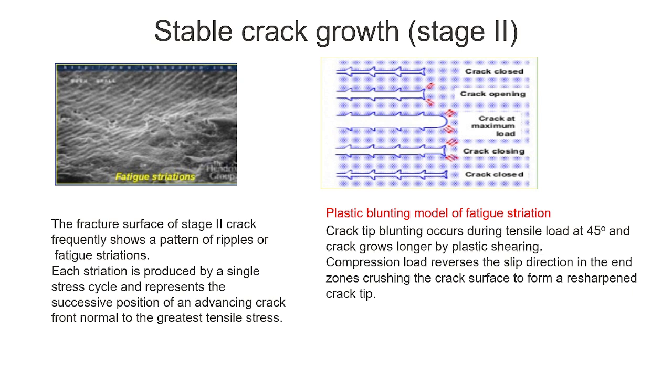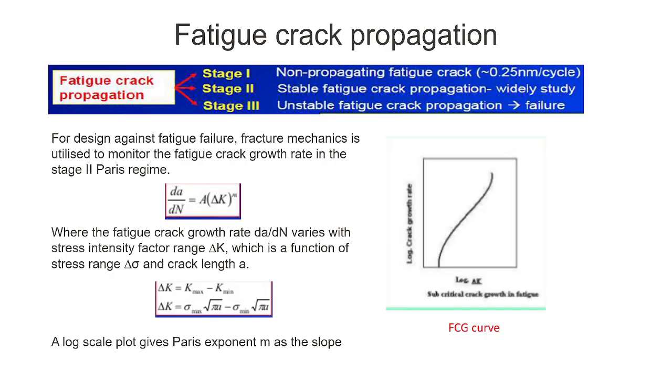You can see here the crack is closed initially, and during the tensile load the crack opens, reaching maximum at maximum load. So crack closing, like that it goes on increasing. Crack tip blunting occurs during tensile load at 45 degrees, and the crack grows longer by plastic shearing. The compression load reverses the slip direction at the ends of the zones, crushing the surface to form a resharpened crack. So coming to stage 2, that is fatigue propagation.